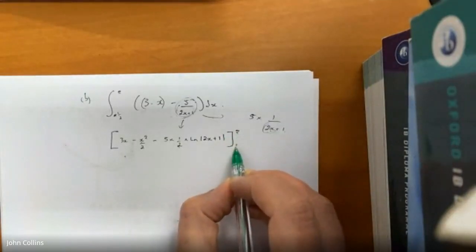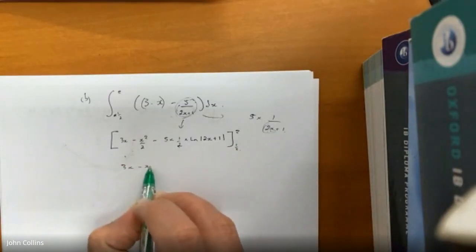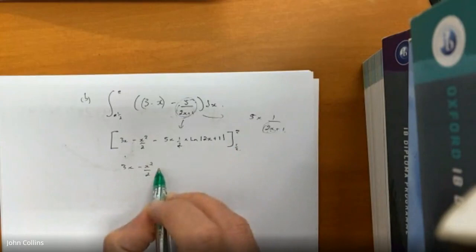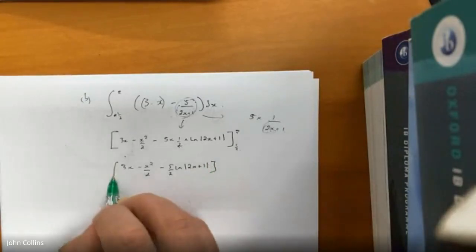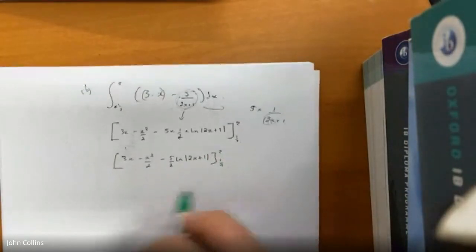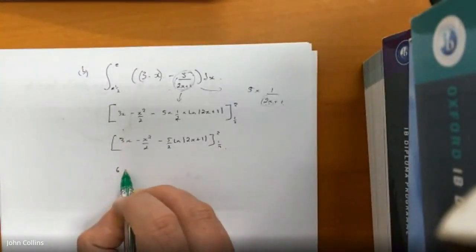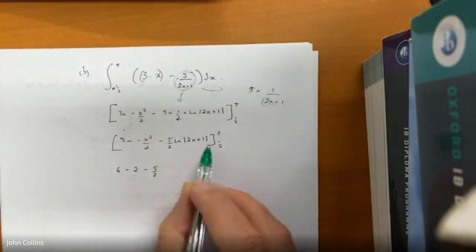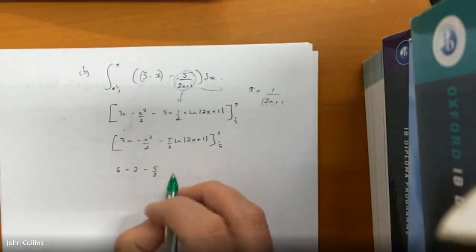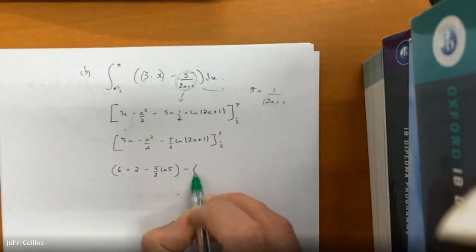Between 2 and a half. So 3x minus x squared over 2. Shove all this together, and you get minus 5 over 2 natural log of 2x plus 1, and that's between 2 and a half. Okay, subbing in 2 first, I'm going to get 6 take away 2 minus 5 over 2. So I'm subbing in 2 at the moment, and 2 times, so that's going to be just natural log of 5. That's subbed in 2. And then I'm going to subtract subbing in a half.